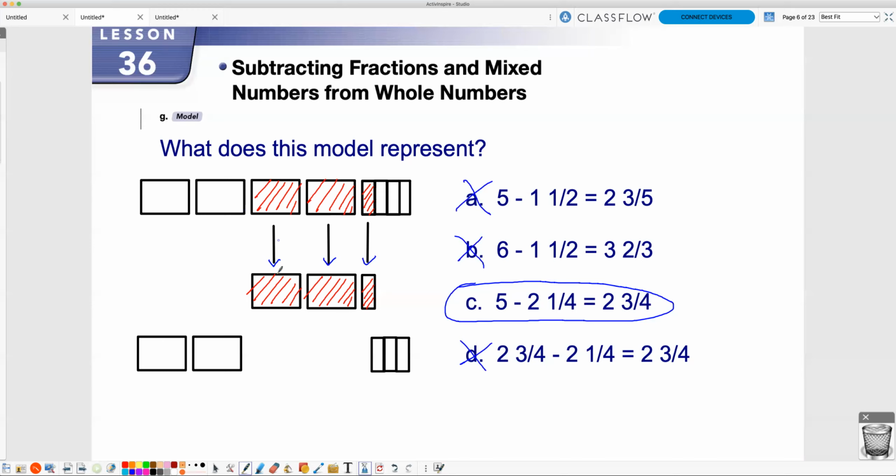You can see that it was 2 1/4 taken away from 5 whole parts. 1, 2, 3, 4, 5. This one just had to be split up into 4/4. So it was like having 1, 2, 3, 4 holes, and the last hole just being split up into 4 equal pieces to create that model.